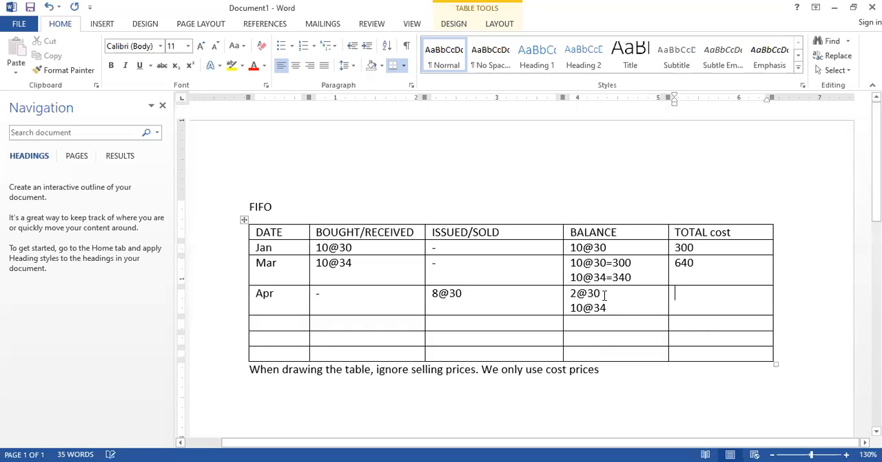And then you get your new total cost. So what will be your new total cost? Obviously, this will give you 60, and this will give you 340. So your total cost, 2 times 30. Am I correct? What is 2 times 30? It's 60, right? Yes. So the total cost will be how much? It will be 400. 60 plus 340 will give you 400.